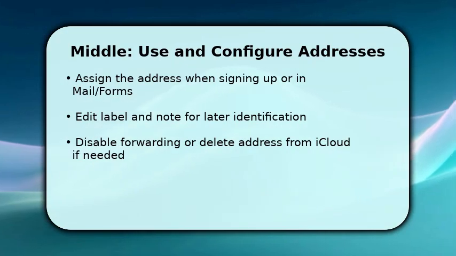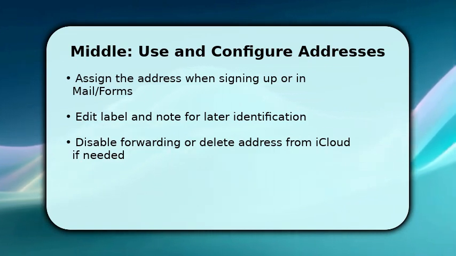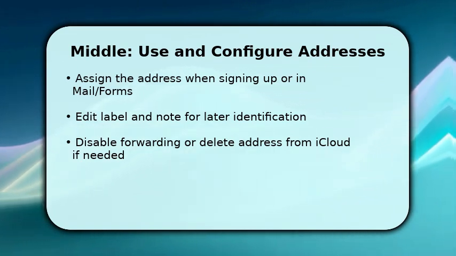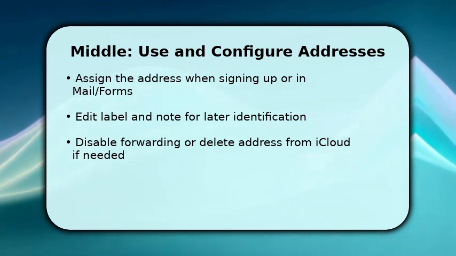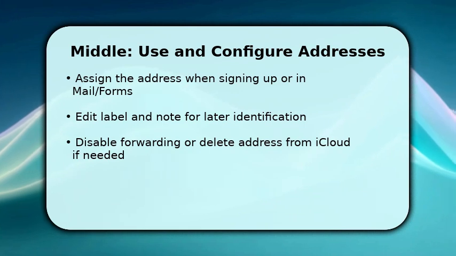Next, you'll actually use the address. When signing up for a site or entering an email in Mail, select Use Hide My Email and pick the generated address. You can edit the label and add a note to track where you used it. This helps when you audit addresses.